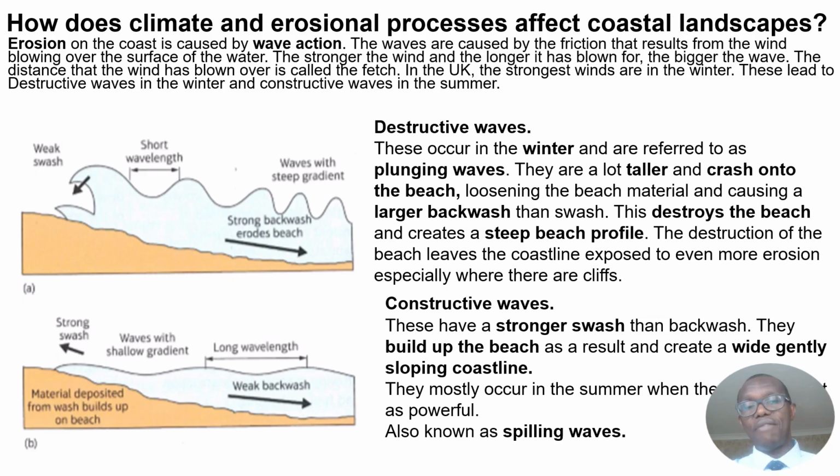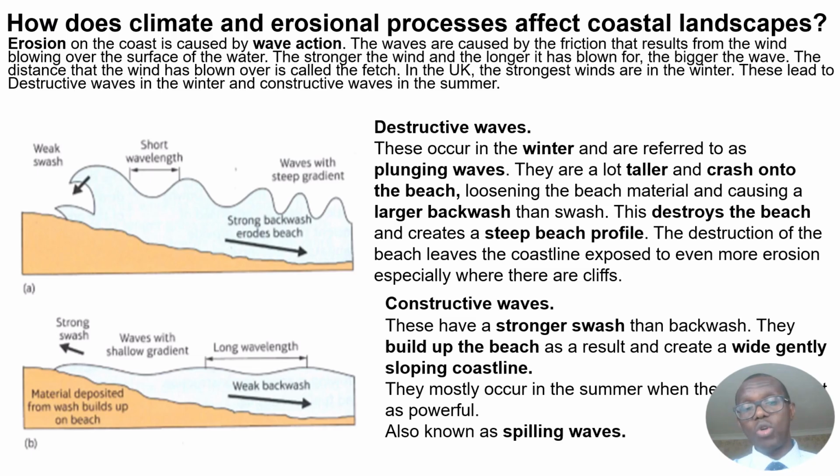So coasts have a large role to play in shaping UK's physical landscapes. And the first thing that we look at in relation to coasts is how climate and erosional processes affect coastal landscapes. So erosion is the wearing of the land by either water, wind, or ice. But in this case, when we are talking about coasts, we are talking about how the land is being worn away by wave action.